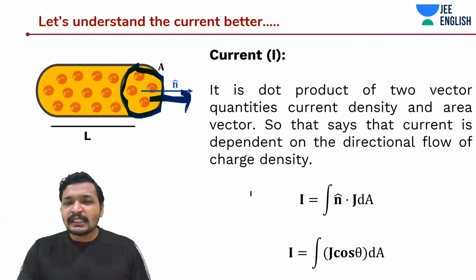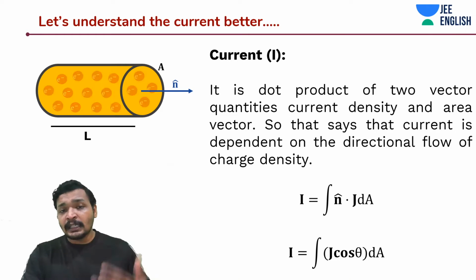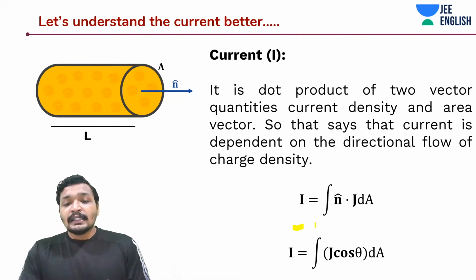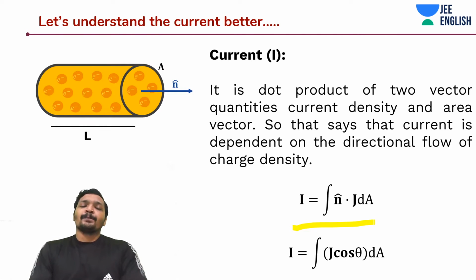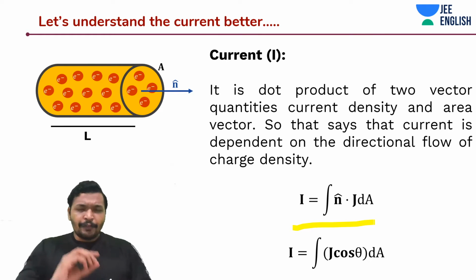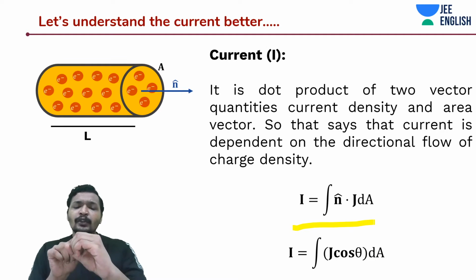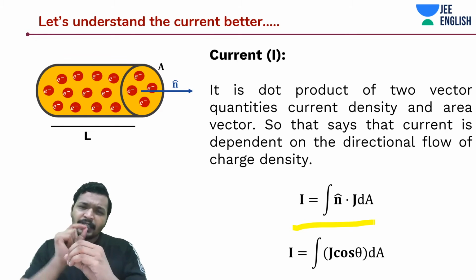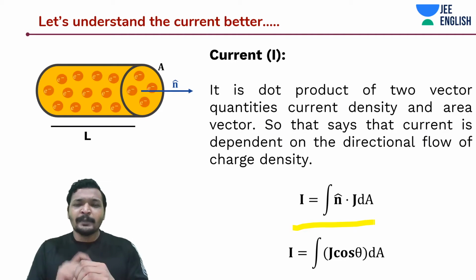Before that, we'll just have a look at the relationship between current and current density. Because we are talking about current in terms of current density, we need to understand the relationship between them. So it says that I is equal to integral of n cap dot J dA. So what you're doing over here? If you know the current density in any particular cross section, then you would calculate it for every single elemental area, every small part of that area, nanometer square, I should have been saying, because it is area.